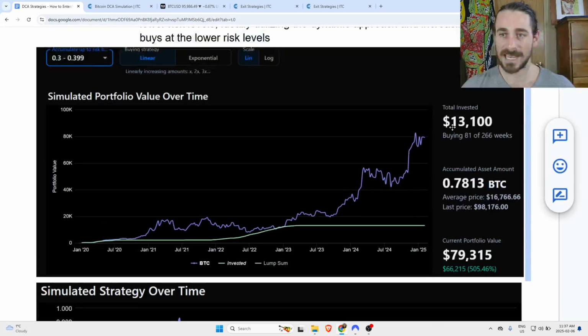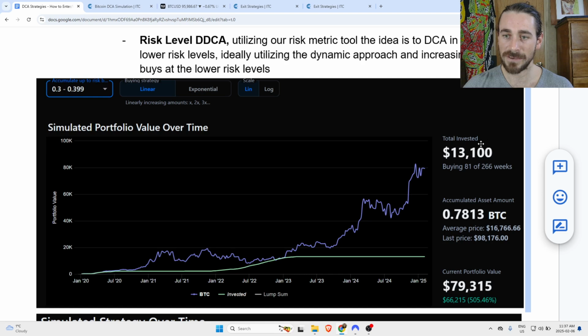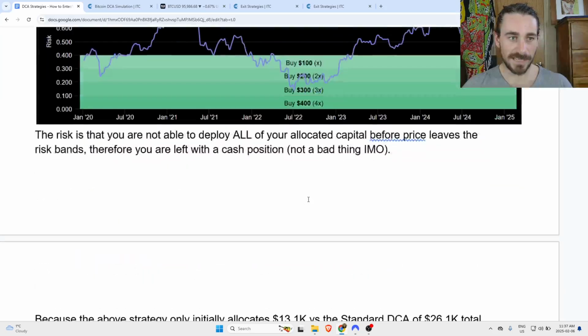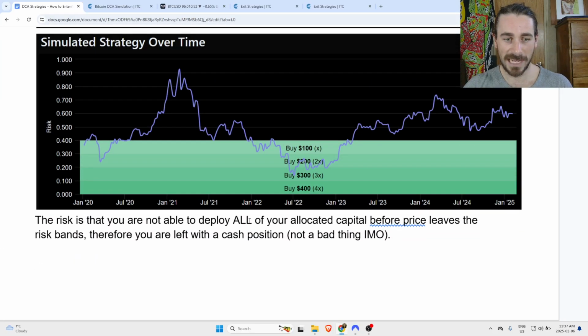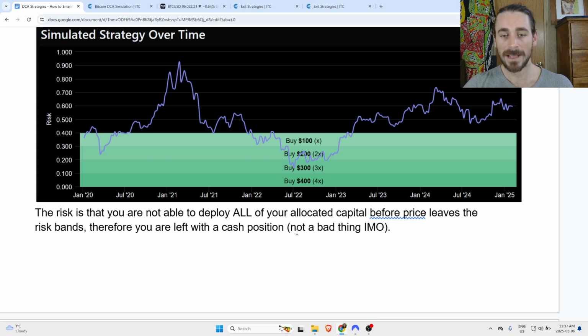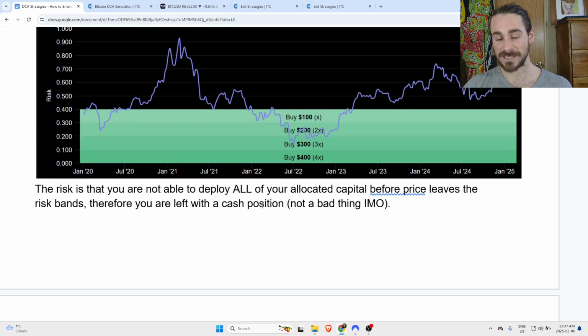But that being said, you do have to recognize the risk that you might not get all of your capital into the market before it leaves those risk bands. So that's what I talk about here. Risk: not able to deploy allocated capital before the price leaves those bands. Therefore, you're left with a cash position. I argue that having a cash position is not a bad thing.